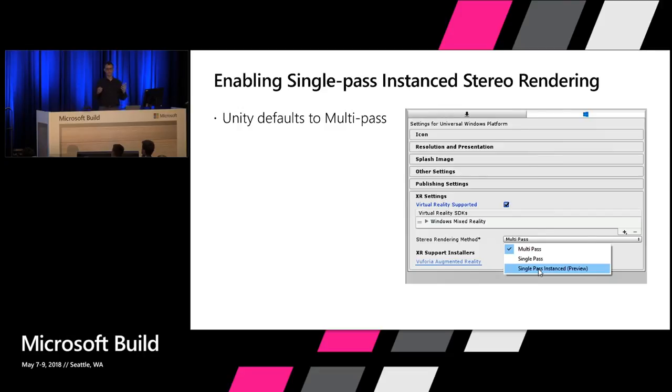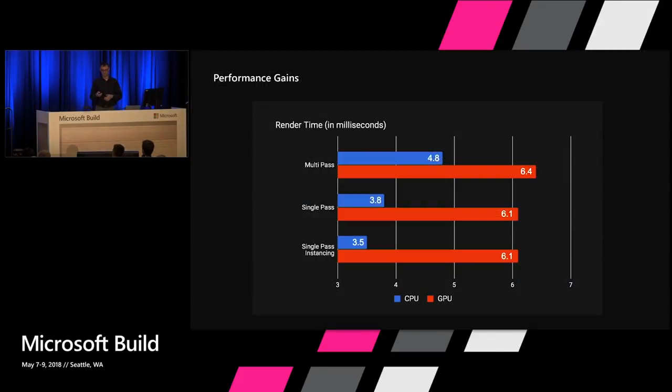To enable single pass instance rendering in Unity, it's as easy as enabling a checkbox. I should point out that we default to multi-pass right now because some applications may have custom written shaders that don't implicitly work with single pass instance stereo rendering. So there are some shader changes that you might have to make.